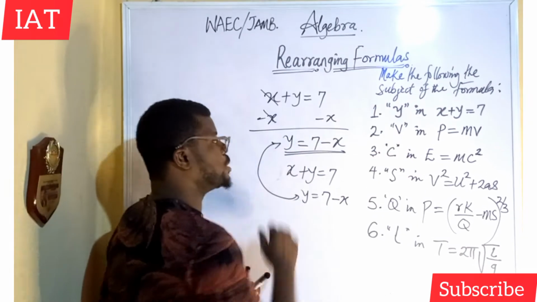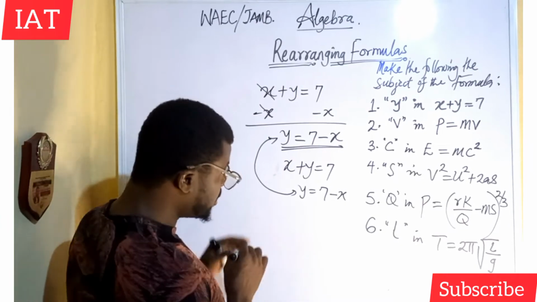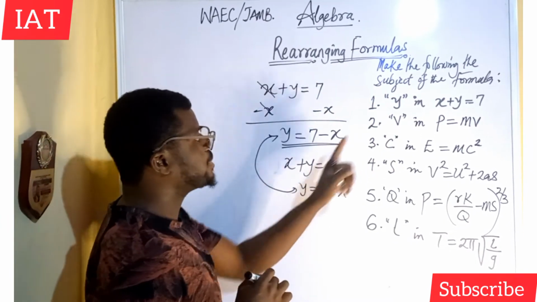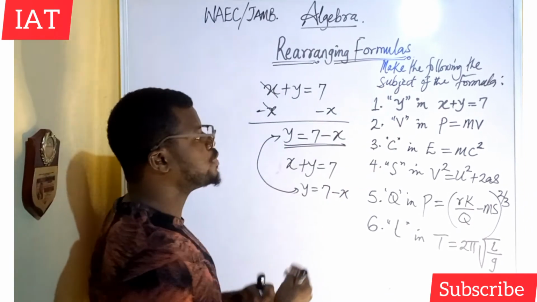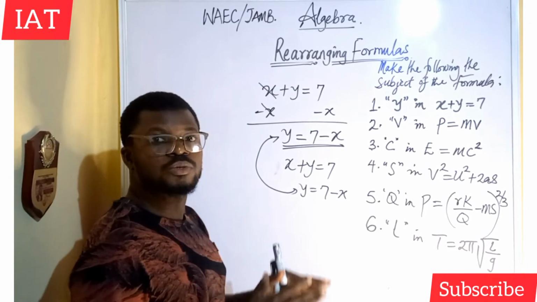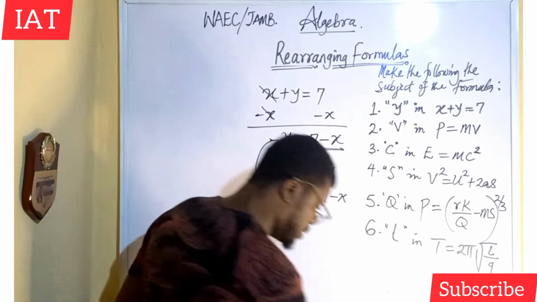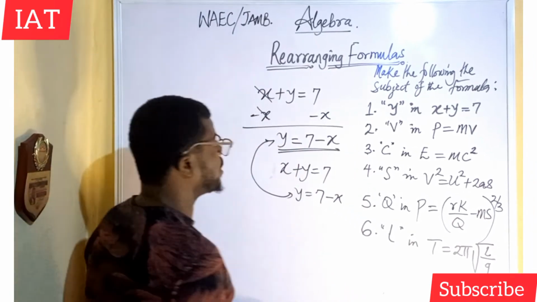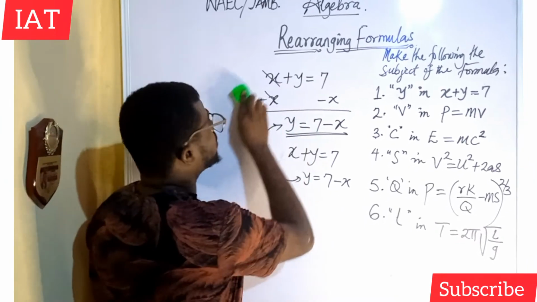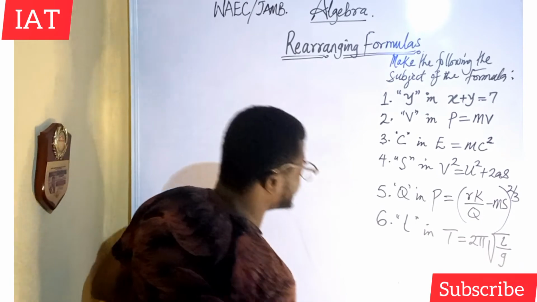Okay, let's move straight to number 2. I hope that is clear to you. So let's see how we can make v the subject of the formula, or express v in terms of p and m. That is to say, you want to make v stand all by itself, stand alone. So that is what it means to make v the subject of the formula. It is a simple method, but the process is going to be different from this. All right, so let's see what we can do about this problem.